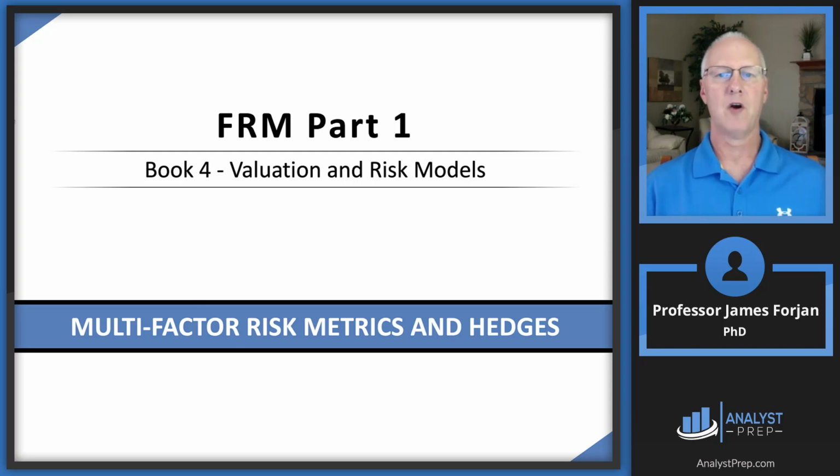This is FRM Part 1, Book 4, Valuation and Risk Models, and the chapter on multi-factor risk metrics and hedges. The last chapter was called the one-factor risk metrics and hedges, and so we're just going to add a couple of factors here. Remember, in the previous chapter, we spent a lot of time talking about duration. We'll do the same thing here, but we're going to add a couple of really interesting things about duration.